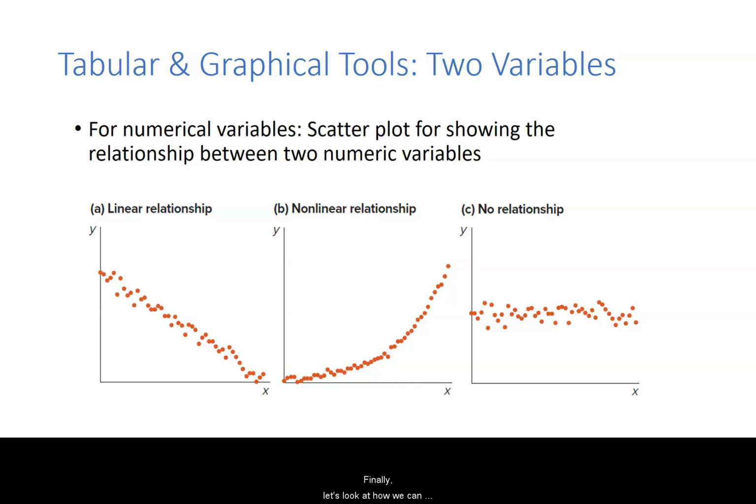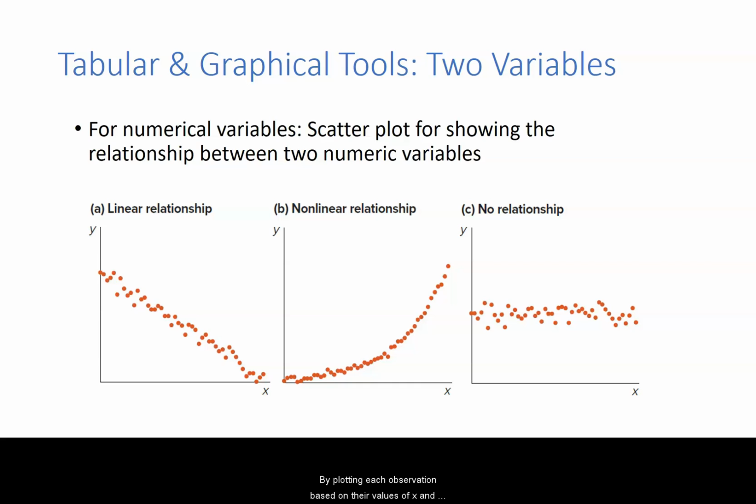Finally, let's look at how we can visualize the relationship between two numeric variables. The most common way to visualize two numeric variables is using a scatter plot. The diagrams in this slide are all scatter plots. As you can see, in a scatter plot, each point represents a paired observation for the two variables x and y. The variables x and y can be anything. They can be the income and age of a customer, cost and price of a product, or the trading volume and the price of a stock.